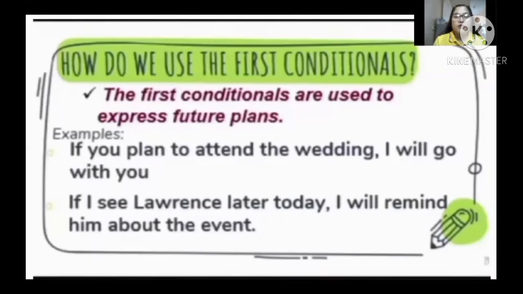Another use is to express future plans or the things that you want to do. Okay, next. If you plan to attend the wedding, I will go with you. So the verb in the if clause is plan, which is in the simple present tense. Then in the main clause, will go, which uses the simple future tense.